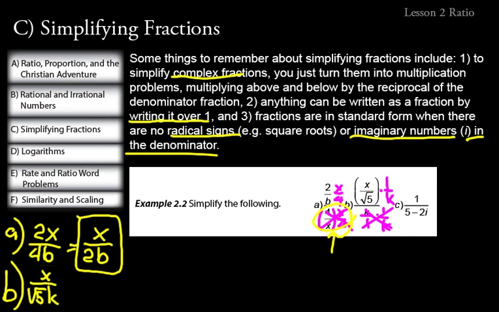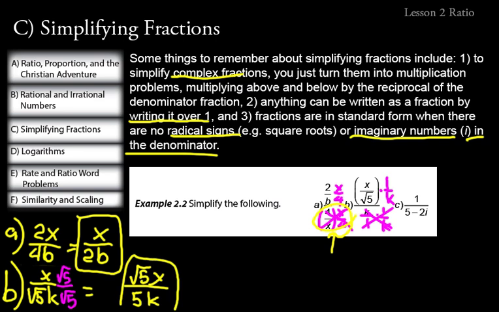Now wait, we're not done. What does 3 say above? Fractions are in standard form when there's no radical sign in the denominator. So we need to multiply above and below by the square root of 5. So then we get square root 5x over 5k.